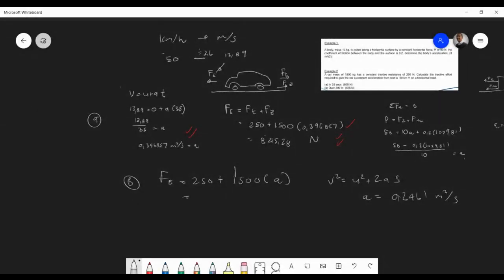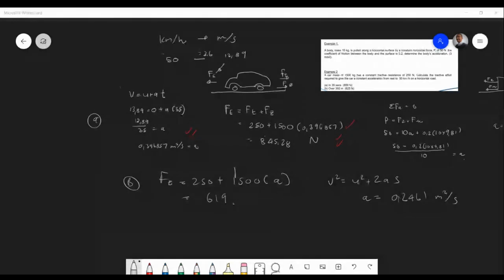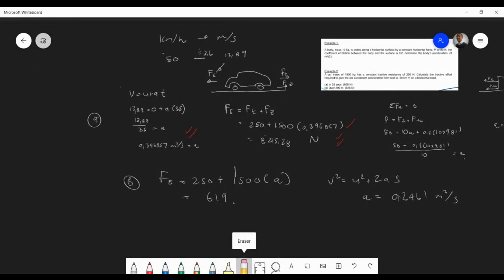So what is my new force in that case? 619. Right? Sir, you're making a mistake. You're writing meters squared divided by second. It's meters per second squared. Sorry, I'm thinking about absolute viscosity. Thank you for correcting me. It is meters per second squared. That is now fluids. 619 as well. Yeah, great.